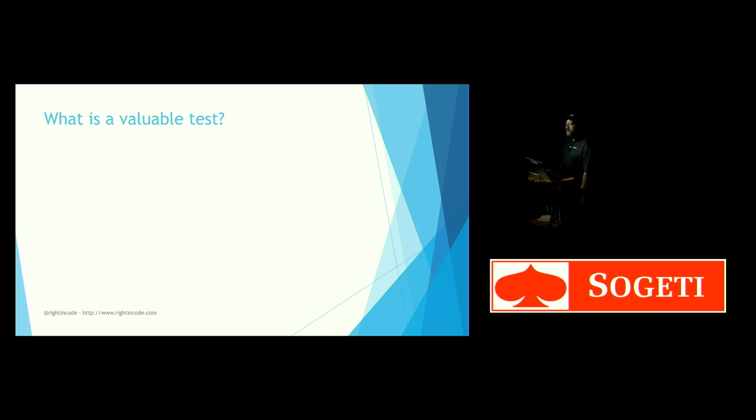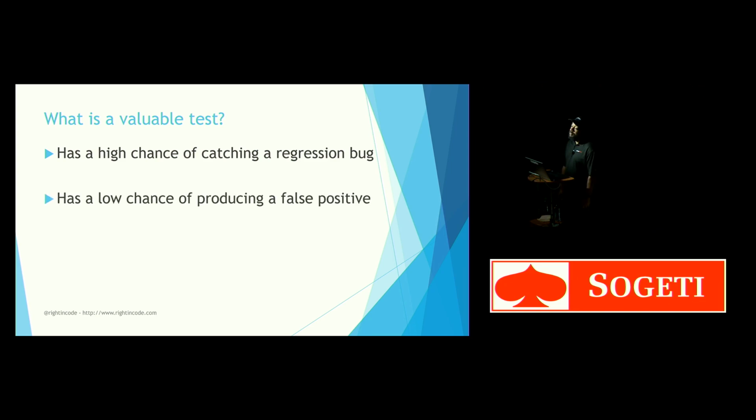So what defines a valuable test? Well, it has a high chance of catching a regression bug, which is one of the key things that we're after. It has a low chance of producing a false positive. And it provides fast feedback. So when we're looking at the value of our tests, these are the types of things that we're looking for.